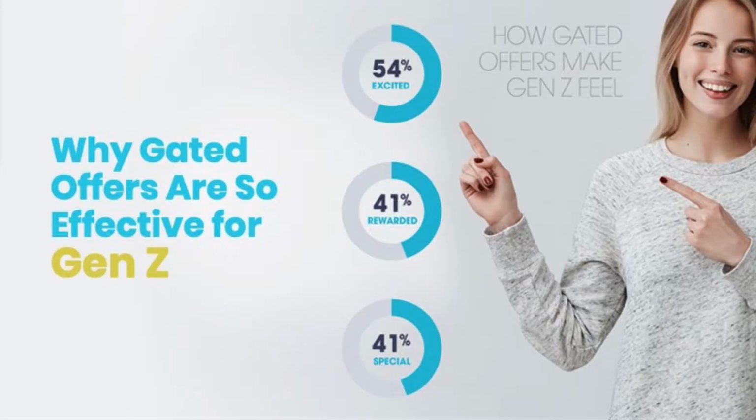To help bring this to light, we asked Gen Z how gated exclusive offers make them feel. And this is what they said. They said it makes them feel more excited, it makes them feel rewarded and recognized, and it makes them feel special. And because these offers are exclusive, it elicits powerful emotions for being seen and recognized. So because their identity is such a big component of the offer, you want to make sure that you are speaking directly to them and their tribe, and that is represented in your messaging.